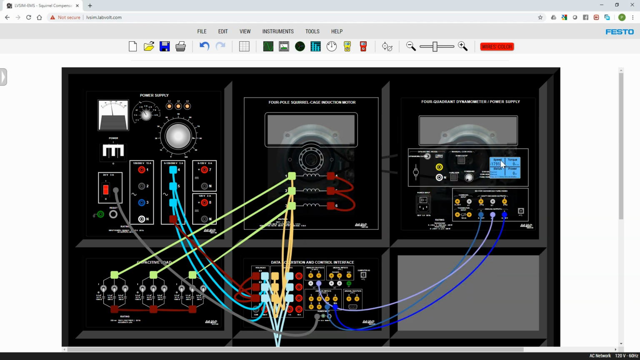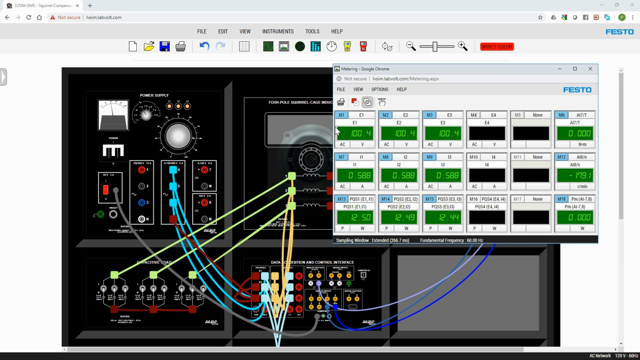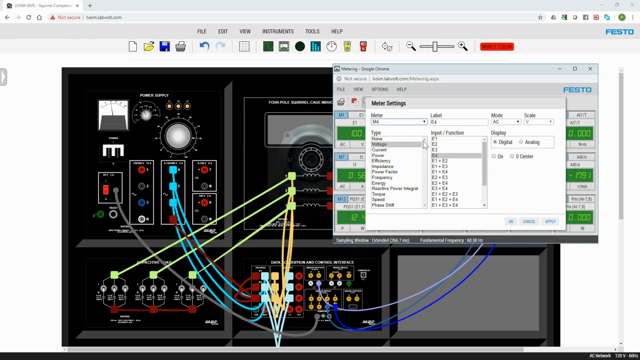Right now my machine is set as a constant torque prime mover and brake that is adjusted to 0 Newton meter. So this is just to defeat the friction of the timing belt and bearings. Any of those meters I can configure to see voltages, sum of voltages, same thing for current, for power, active, reactive, apparent power with the 2 or 3 watt meter method, efficiency, which would be my mechanical power versus my electrical power, impedance, power factor, phase shift, and lots of different things.